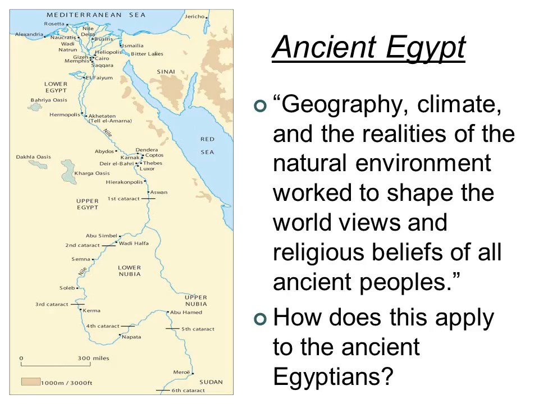Look at the map that I've provided for you on this slide. What can you tell about the geography of ancient Egypt? Does it look like to you that Egypt has many neighbors? If not, what might that imply about the relative security of ancient Egypt?